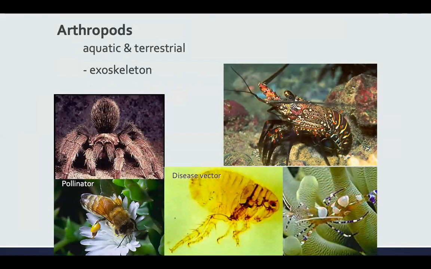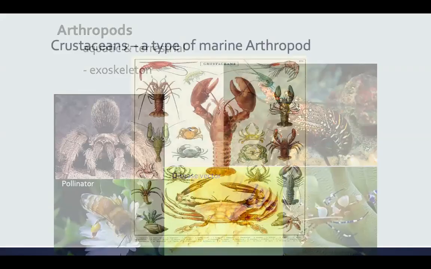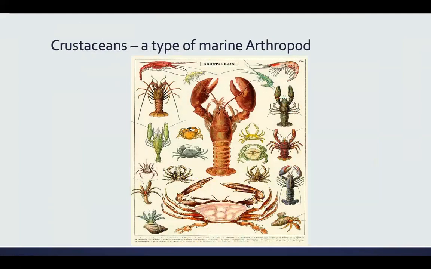Arthropods are aquatic and terrestrial, so they can live in the water or on earth. They have an exoskeleton, meaning their skeleton is on the exterior of their body. They can be pollinators, disease vectors, meaning they'll be a source for carrying diseases from host to host. Crustaceans are a type of marine arthropod found only in the water. So here we have our lobsters, crabs.